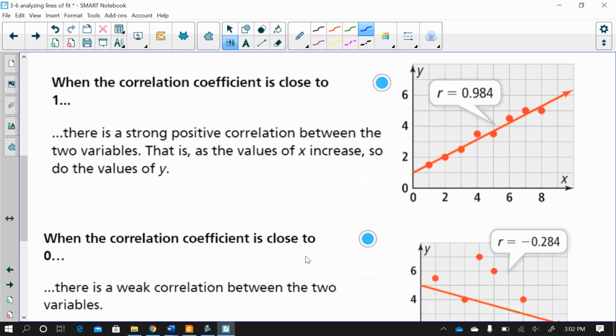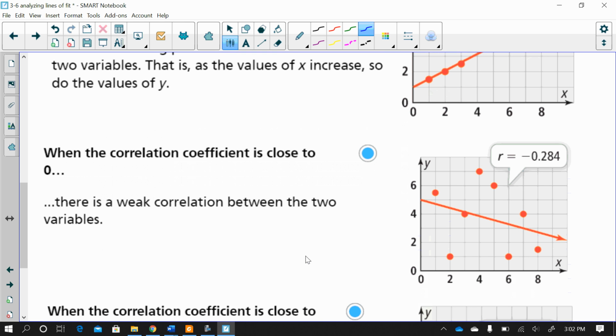Okay, if I'm close to 0, so for example, -0.284, it doesn't matter if I'm on the negative side or the positive side, whenever I'm close to 0, that means there's a weak correlation. Okay, so think about the last lesson, that means there's no relationship. Okay, weak correlation, there might be a teeny tiny bit, but not really enough to say so. Okay, there's no correlation.